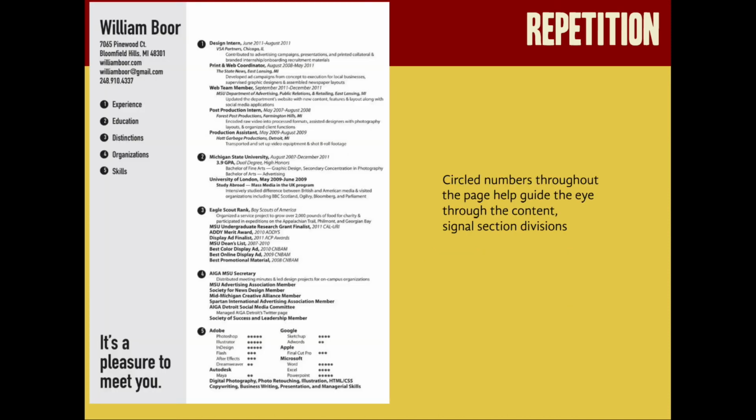Here's an example of repetition from a resume from someone who lived down the hall from me in the dorms in college. You can see this repeated element of circles and numbers throughout the document that help us to get a sense of the major divisions in its content, as well as to show the progression of information down the left-hand side of this large column on the right.